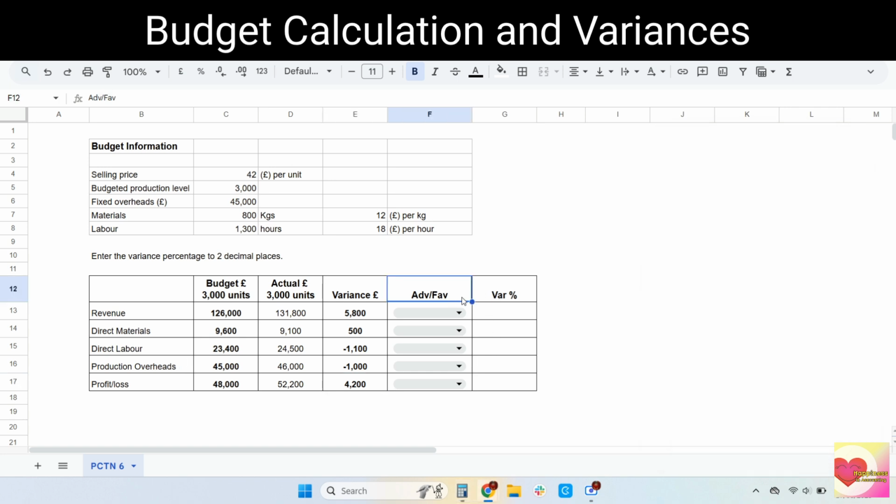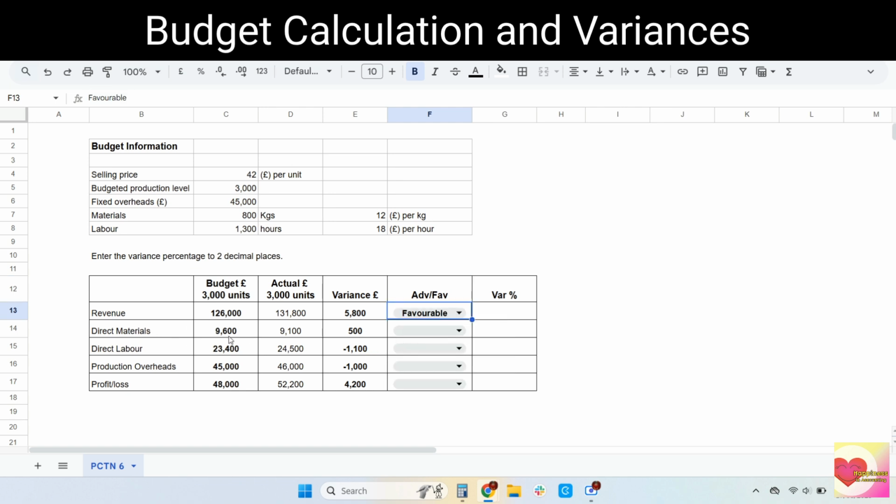Next, let's move on to the adverse or favorable column. I don't actually look at the variance column in answering this column because it makes me so confused with all these negatives, but instead I compare the budget versus the actual column. First, for the revenue, our budget is 126,000 and the actual is 131,800, which is much bigger, which is what we want. So this is favorable.